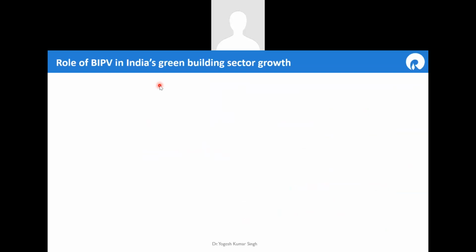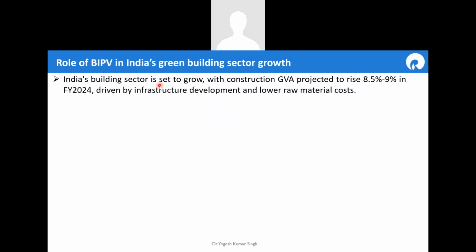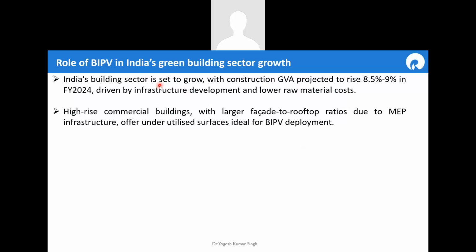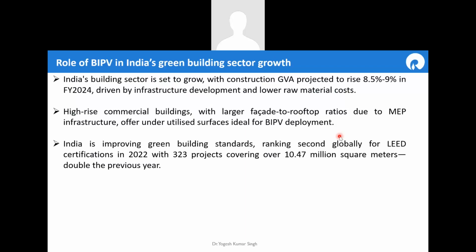Now, when we're talking about the role of BIPV in Indian green energy building sector growth, this is the important part. When we're talking about the construction industry, it has risen around 8.5 to 9% from the last year's data, and this is also driving a lot of the raw material and costing. Another thing in the building sector, high-rise commercial buildings are coming up. Then a larger facade to roof ratio will also be utilized. So with the help of BIPV, we can utilize this growth.